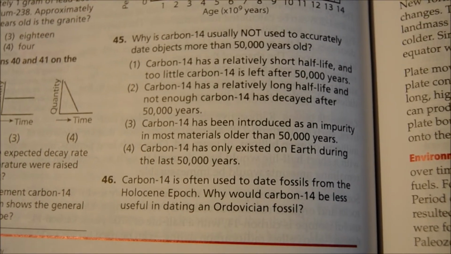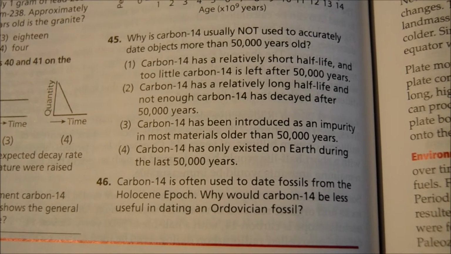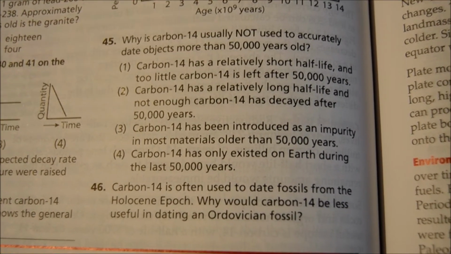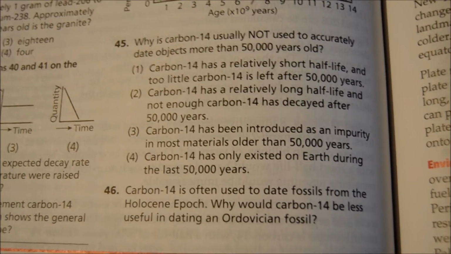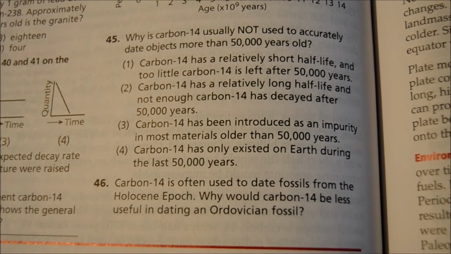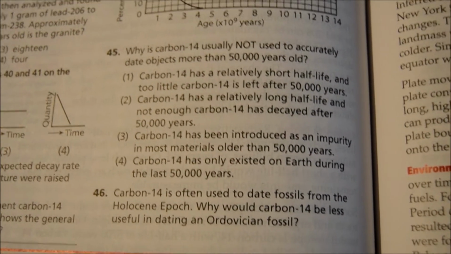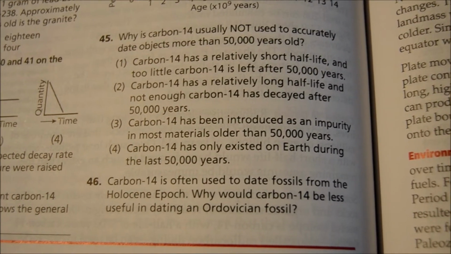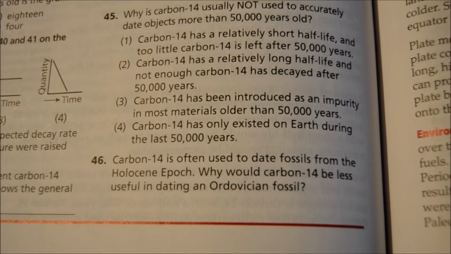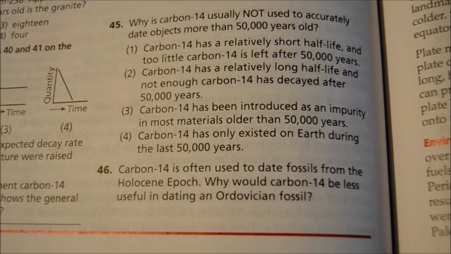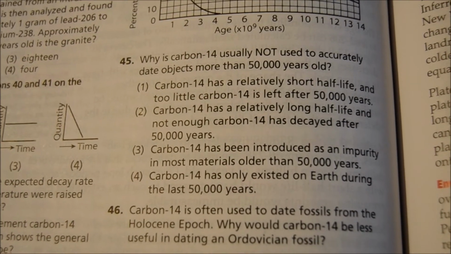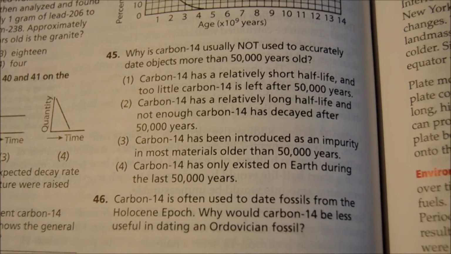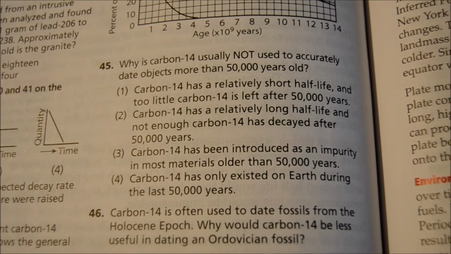You're down to the point where every time you have a half-life, it's half of what you had the half-life before. So you get to the point where it's like 0.00 something. Remember, half-life, you never fully get rid of it. It gets to the point where it's not useful any longer. And after 70,000 years, not enough carbon-14 left. So your answer is going to be 1. Carbon-14 has a relatively short half-life, and 2, little carbon-14 is left after 50,000 years.